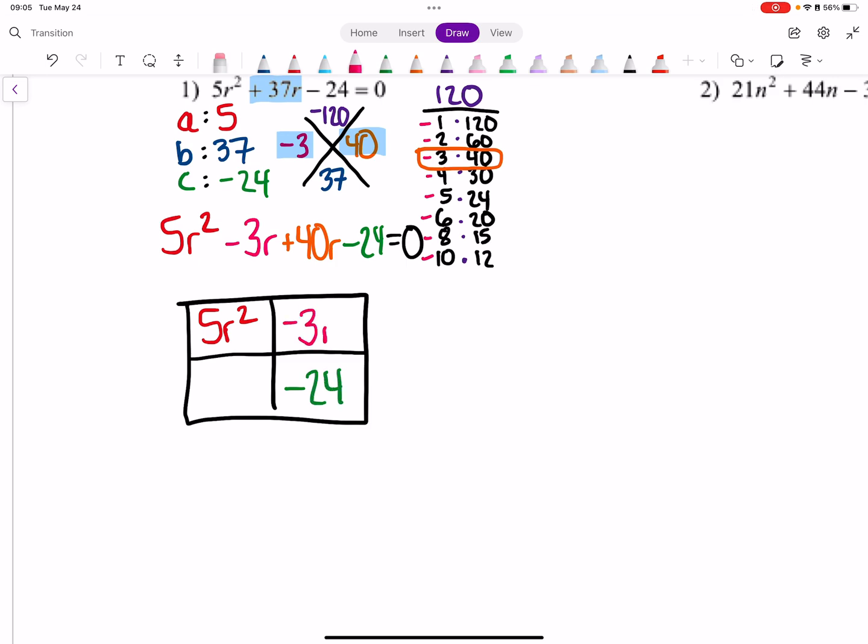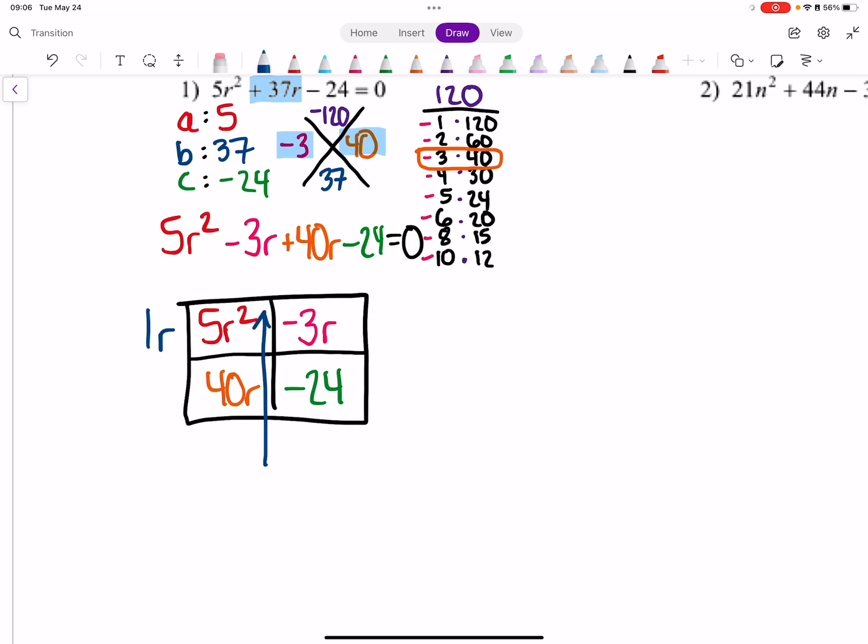Again, I'm just going to write it in order. So the negative 3r first, and then the 40r along the bottom. Now we need to find the greatest common factor of the rows and columns and write it outside. So I'm going to look across along the top there and say what number goes into 5 and 3 evenly. Well, the only number that goes into both of those is 1 because they're both prime. So I can take a 1 out of each of those. And then the other thing they have in common is they both have an r.